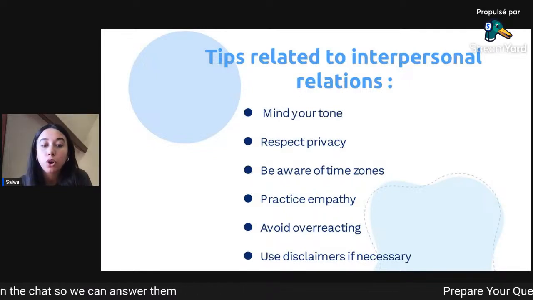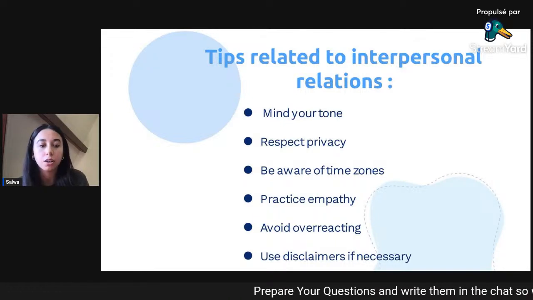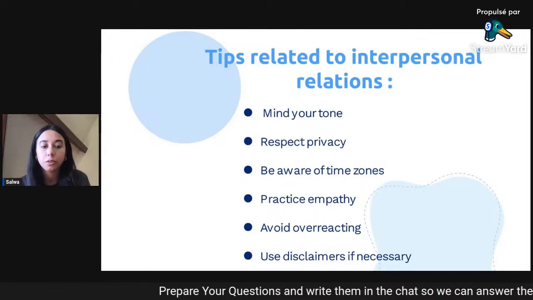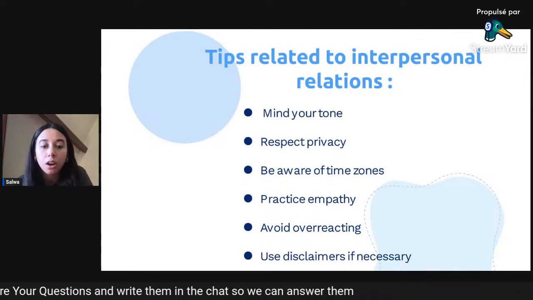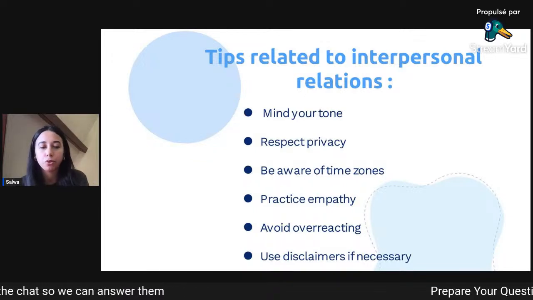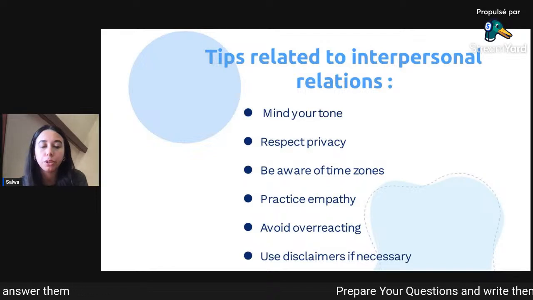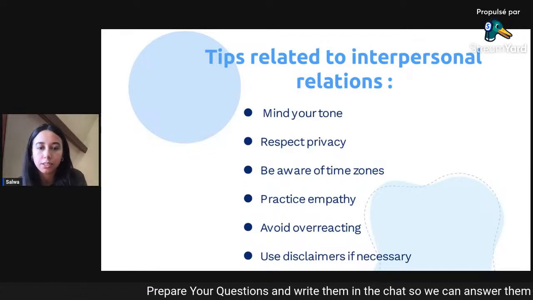Next, you need to respect also privacy. You can't share personal information. You can't ask too personal information. When you're in a professional context, you need to respect the privacy of the people. Be aware of time zones. When you're talking, for example, or you're working with international people, you need to be aware of time zones in order not to send your message at an inconvenient time.